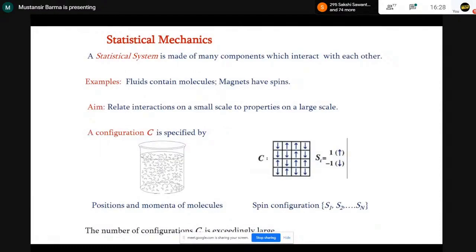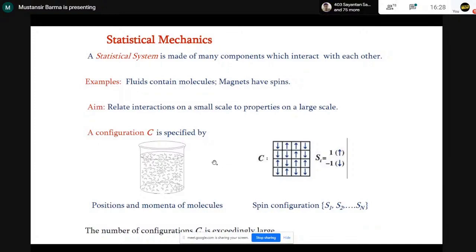How do we go ahead and formulate anything? Well, of course, the framework is something that y'all are familiar with, students. I'm talking to y'all primarily. Of course, others are there in the audience, but students, you have all taken a course or are taking a course on statistical mechanics. And as I said, the system has many components which interact with each other. For instance, molecules make up a fluid, spins make up a magnet. And the aim is, of course, to relate small scale properties to those on a large scale.